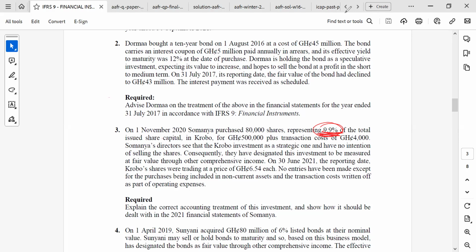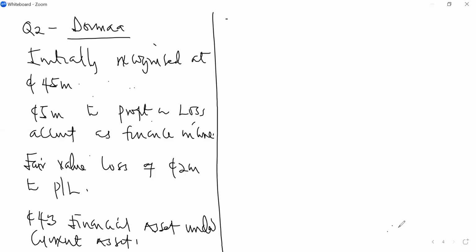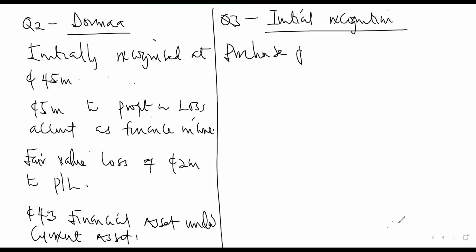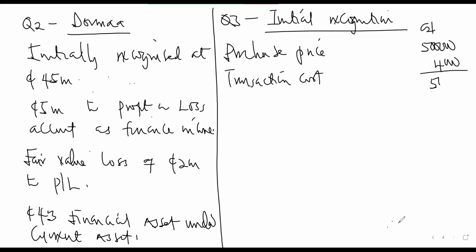At the end of the year, what will happen now? We fair value. Okay, we fair value. So let's look at question number 3. So let's look at the initial recognition. The initial recognition will be the purchase price, the purchase price of 500,000. Then we have the transaction cost of 4,000. There's no discount. So we have 504,000.